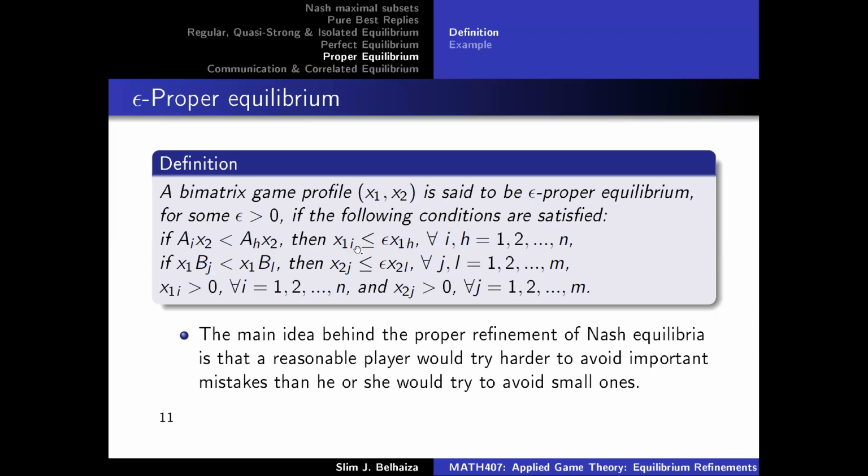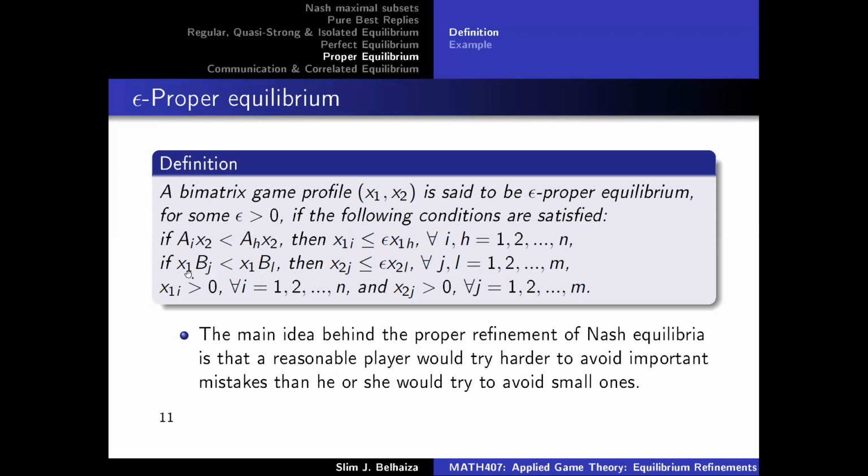If we have two strategies i and h, which belong to the set of strategies N of player 1, then if A i X2 is less than A h X2, which means that the payoff provided by strategy i is always less than the payoff provided by strategy h, then the probability you assign to strategy i should be at most epsilon times the probability assigned to h by player 1. In other words, if h is dominating i anyway against X2, then you shouldn't assign more than epsilon times X1h probability to X1i.